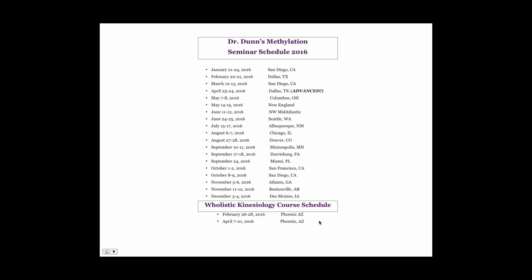You can do the analysis of the methylation pathways through blood work and saliva, etc., but it's pretty hard to really get it balanced. It's so much easier to see what's going on with the kinesiology, and we'll teach you how to do that in those seminars.